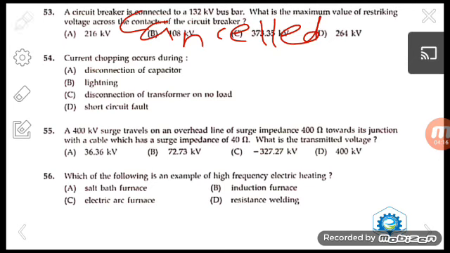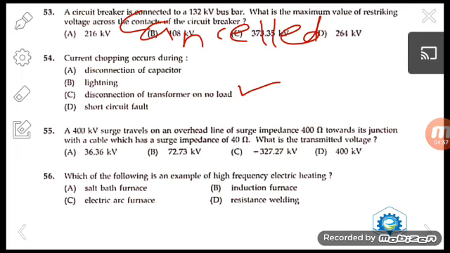And the next one is, the current chopping occurs during. We know current chopping is a phenomenon in which the current is forcibly interrupted before the natural current reaches zero. That is, current chopping normally occurs when small inductive currents are disconnected from load. So here the option C, that is disconnection of transformer on no load, is a small inductive current load. So option C is correct.